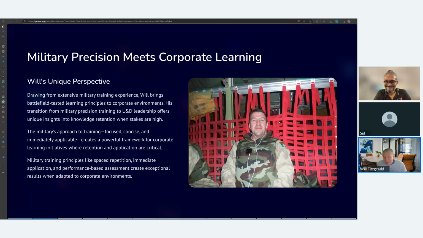And I'm getting flashbacks of that pic. That's when I was actually heading home from a mission. And anyone who has a military background would know what that red strapping is. So I don't need to tell you.